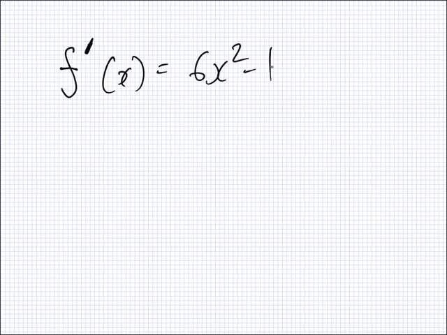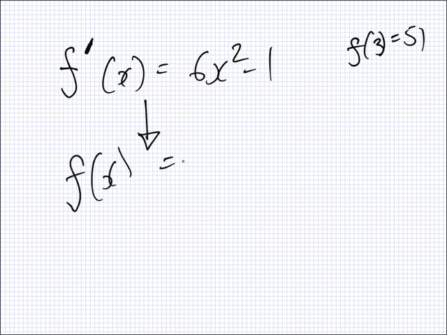So let's take this as an example. Let's say I tell you the derivative, and by the way, if I didn't tell you this already, you can write the derivative with just a little dash here. The derivative, let's say, is 6x squared minus 1. And I also tell you that f of 3 equals 51. And that will be important later. If I know the derivative, then how do I get the original? I have to anti-differentiate, I have to integrate.